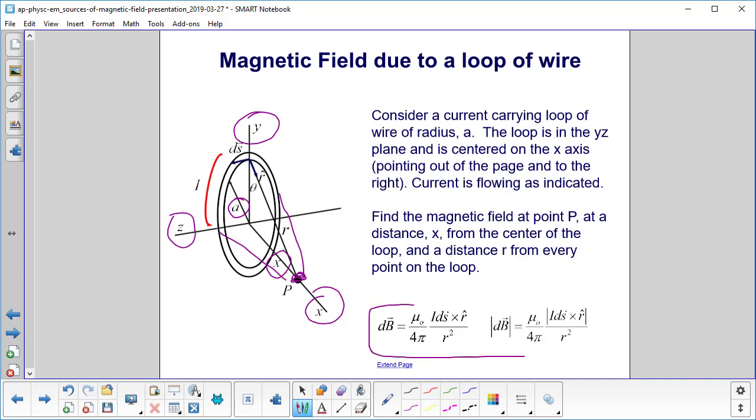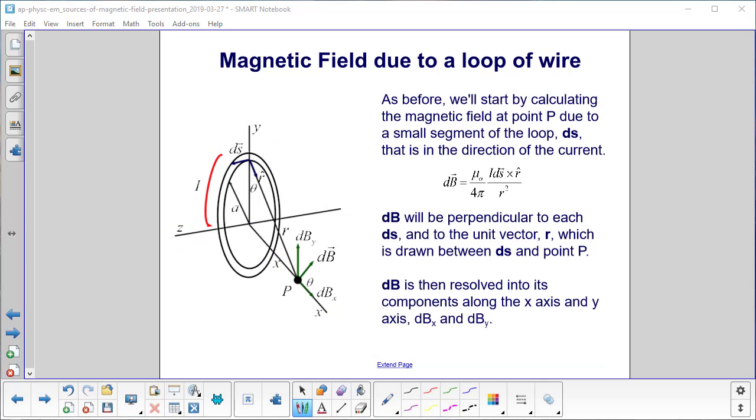We're going to use the Biot-Savart law to figure out the magnetic field. As we've done before, we'll start by calculating the magnetic field due to a small segment of the loop, ds. ds is up here, and it's in the direction of the current I. So here's Biot-Savart.